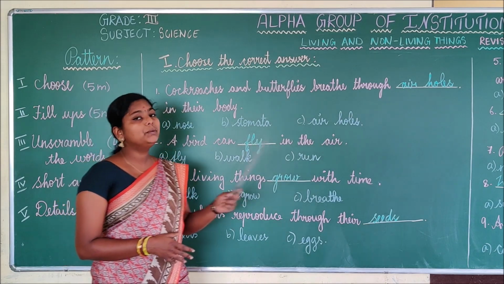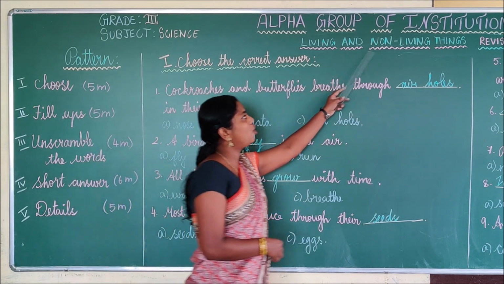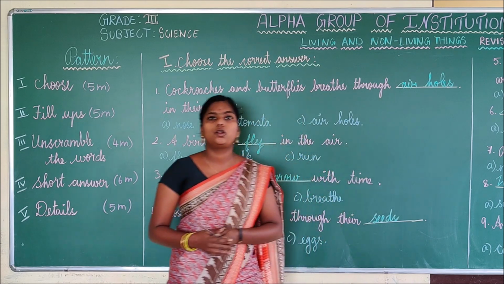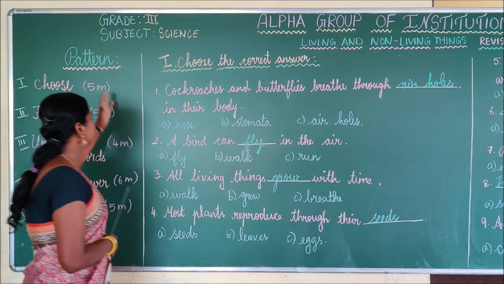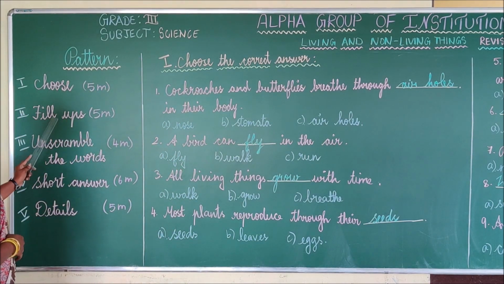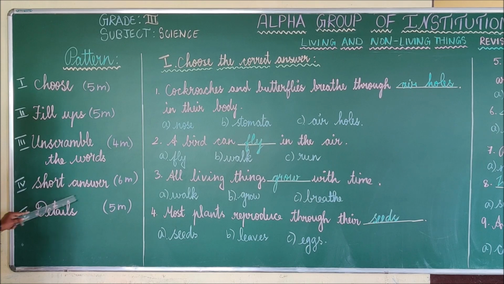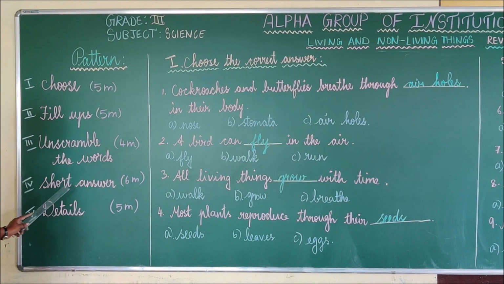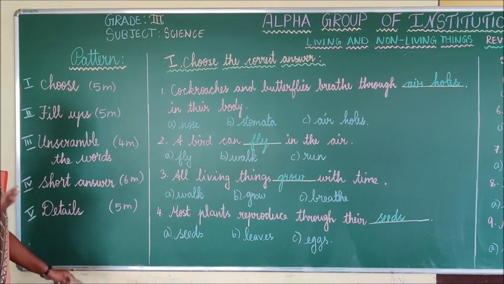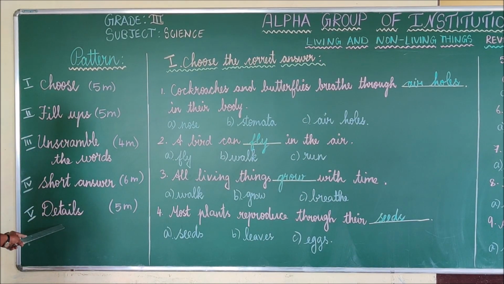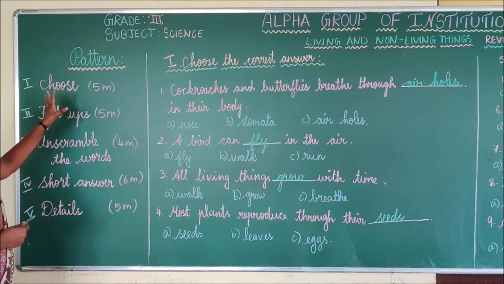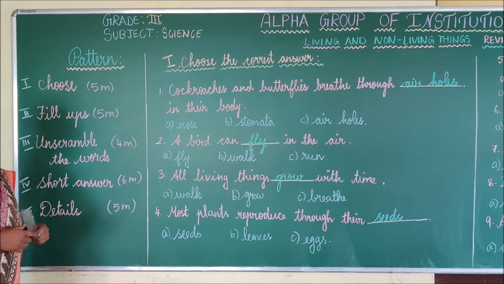Children, we have recapped lesson number 1, living and non-living things. Now we will recap for the test. This is your pattern: choose, fill up, unscramble the word, short answers, details. Choose is for 5 marks, fill ups for 5 marks and unscramble the words for 4 marks. I will be giving you 3 short answers, each question containing 2 marks, total 6 marks. Details, 5 marks.